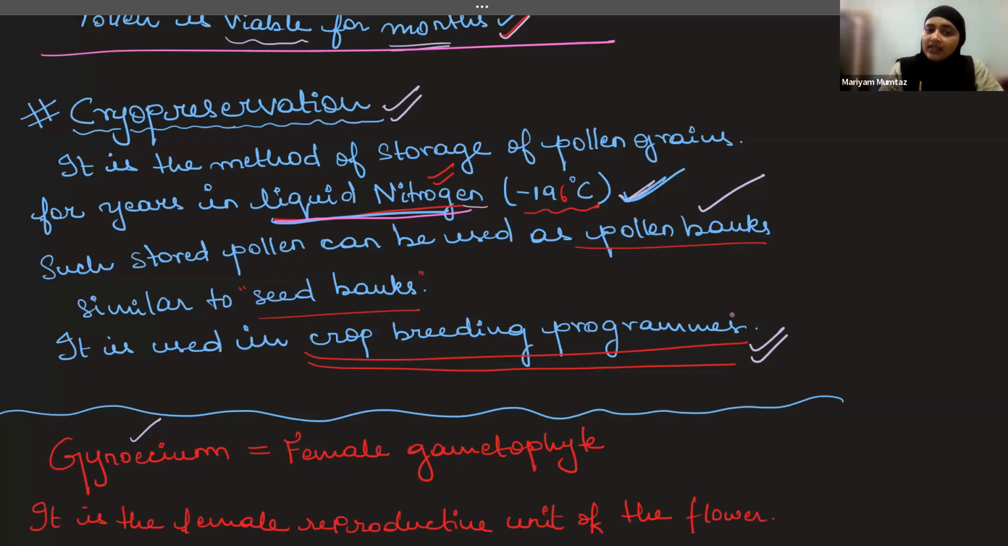You must remember two things. The first thing that you must remember is liquid nitrogen. The second thing you must remember is minus 196 degrees Celsius. This is the temperature at which the storage of the pollen grains is done. This much is clear? Yes, ma'am.